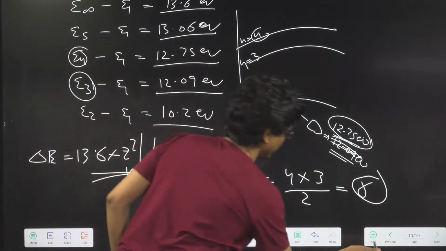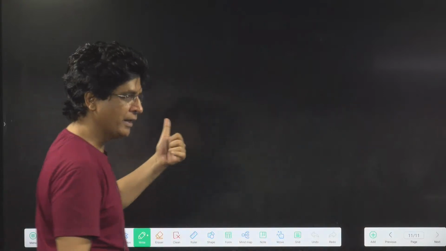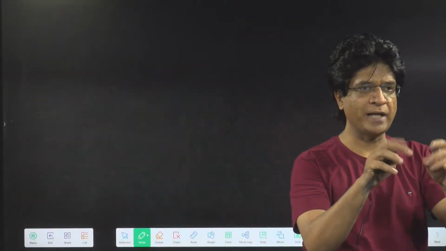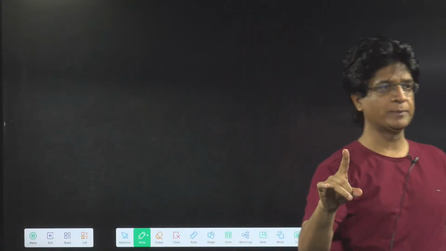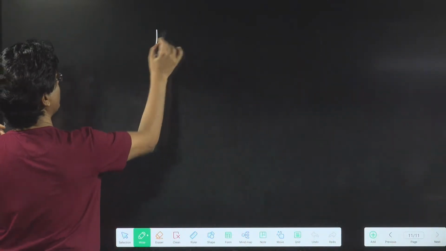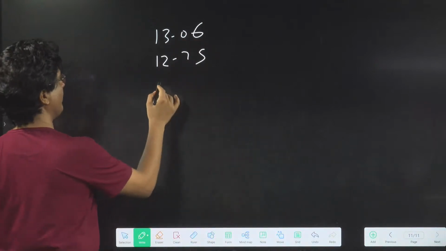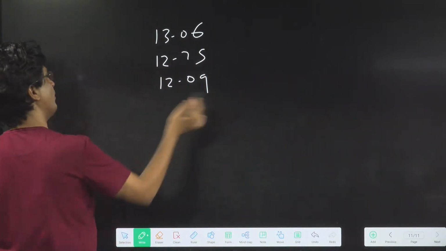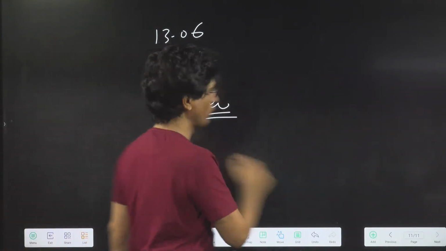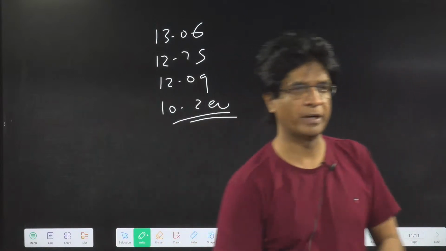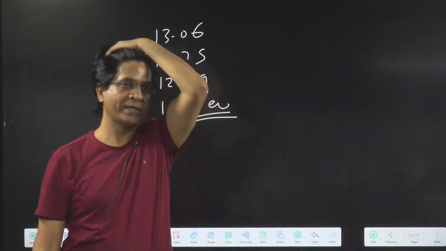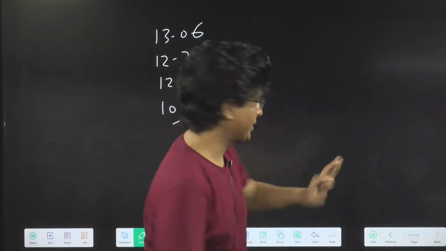Okay, here we go again. Okay, that is done. Will you keep on writing the answers very quickly? Come on, tell me. E5 minus E1. Be quick. Do you think that this is going to be 13.06? E4 minus E1, 12.75. E3 minus E1, 12.09. And E2 minus E1, 10.2 electron volt. Yes or no? Very good, brilliant. You are doing well, keep doing it like this, learn that stuff. Now one question, and now you will be able to understand one thing.